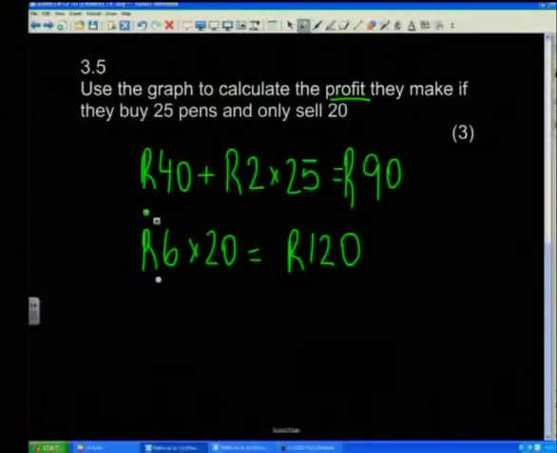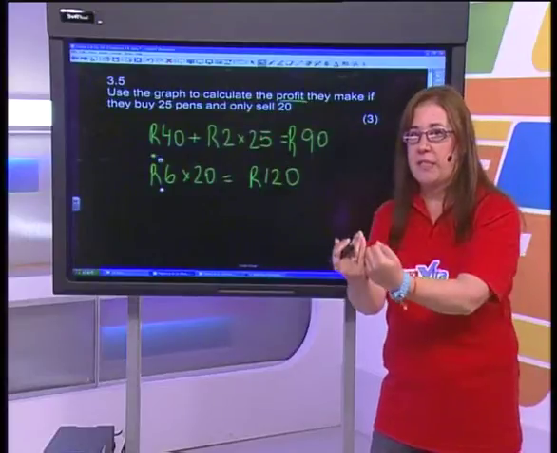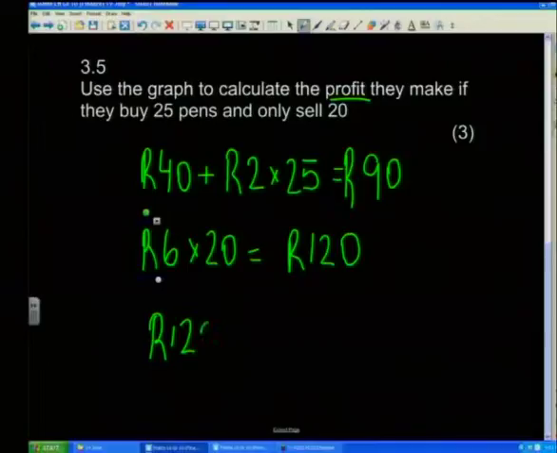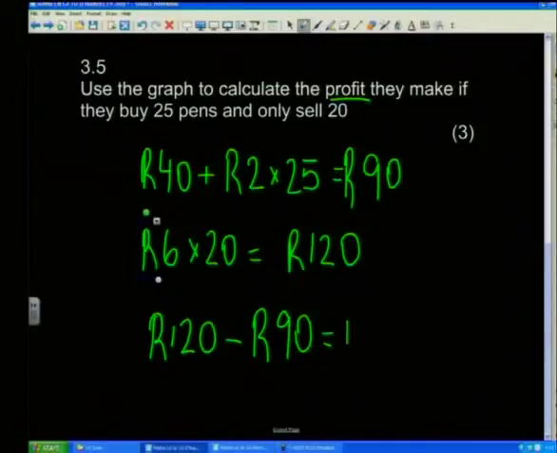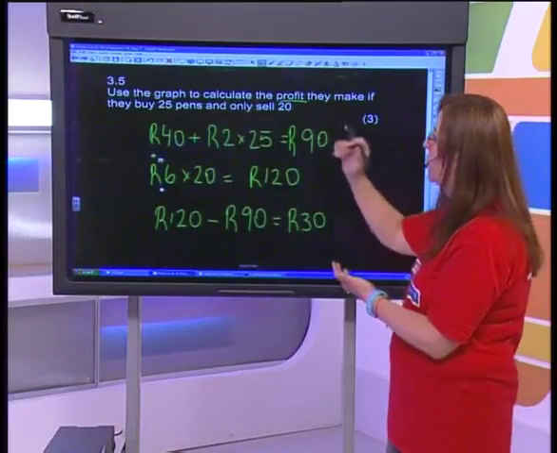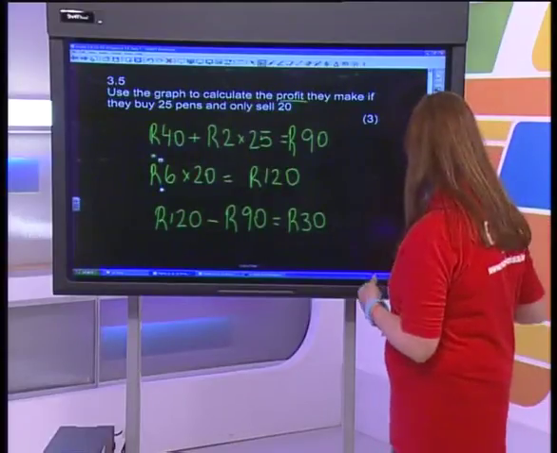The profit is the amount of money that they get in minus the expenses that it cost them. So they get in 120 Rand and it costs them 90 Rand. So the balance of that, 30 Rand, is profit. So there we have the profit that they make. So if they buy 25 pens, they only sell 20.